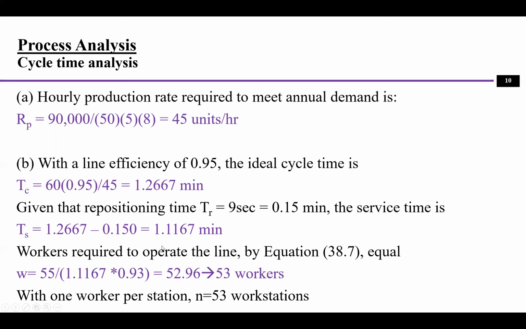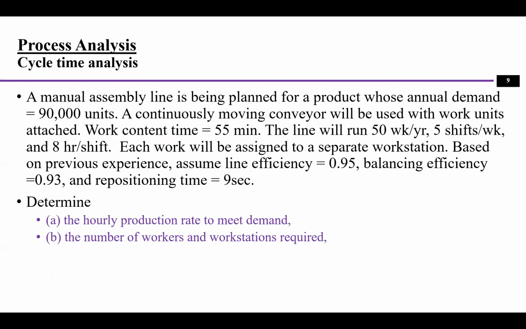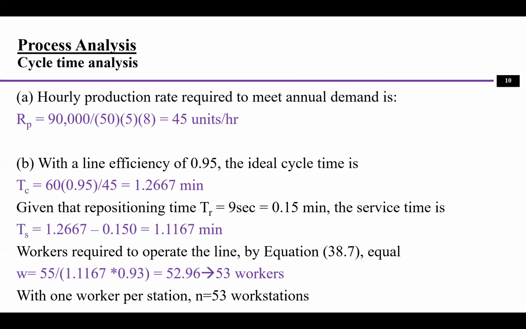We have the longest service time, the line balancing efficiency, and the total work content time, so we can calculate how many workstations. This is this number. Basically, we need 53 workstations, which means we also need 53 workers. This is how we can use cycle time for process analysis and planning. The most important part is to understand all these concepts and what they mean. Then you can do a simple cycle time analysis. And that's all for this lecture.